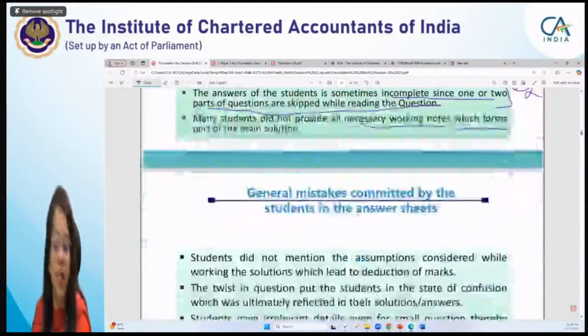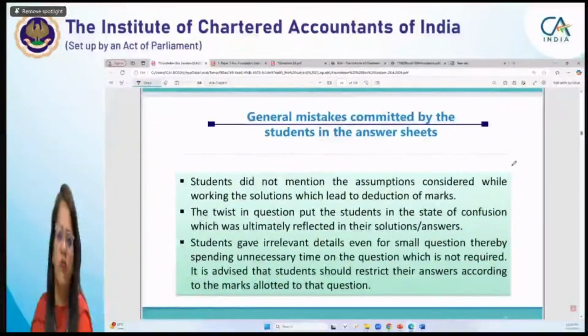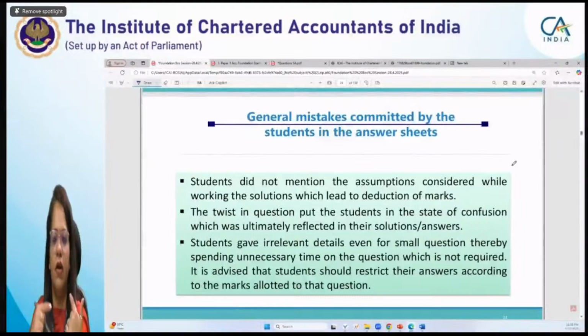That doesn't mean that when you are doing the rectification of error, you are writing the right entry, the wrong entry, and then the rectified entry. This is not expected from you. If you want to write, you can write, but if you don't want to write, do not write.